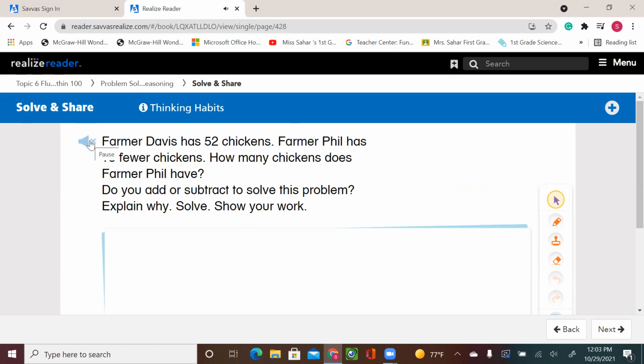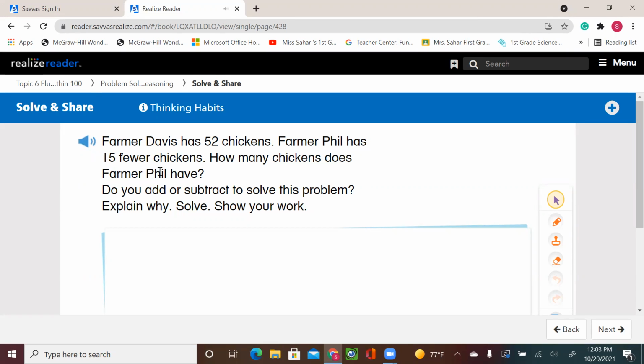Farmer Davis has 52 chickens. Farmer Phil has 15 fewer chickens. How many chickens does Farmer Phil have? Do you add or subtract to solve this problem? Explain why. Solve. Show your work.